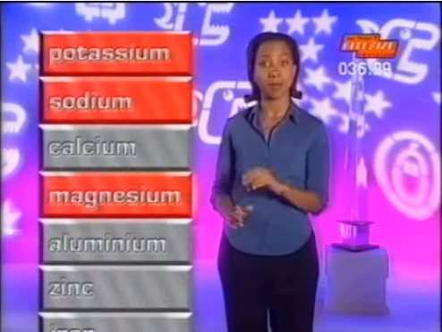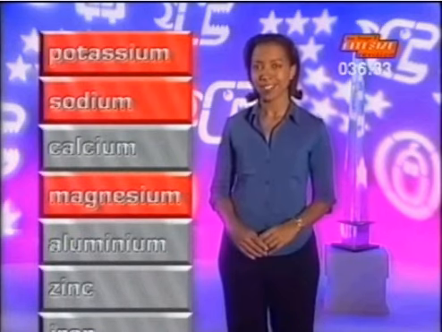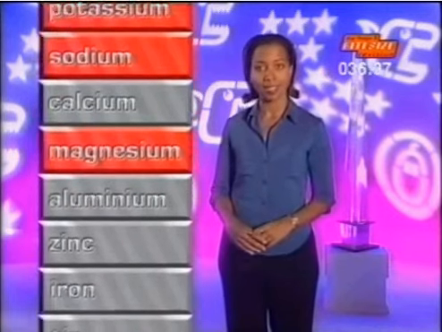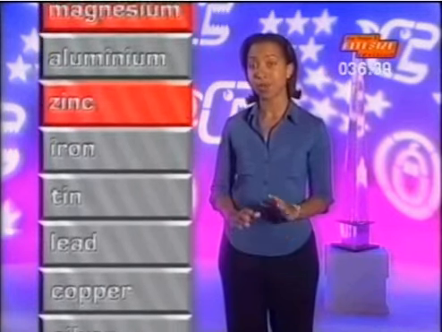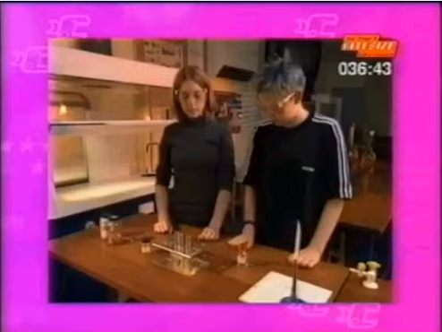Well, we can't use potassium or sodium at the top of the table, as the reactions would be explosive. So let's try magnesium, which is below potassium, then zinc, and then copper. And according to this list, copper should have the slowest reaction.